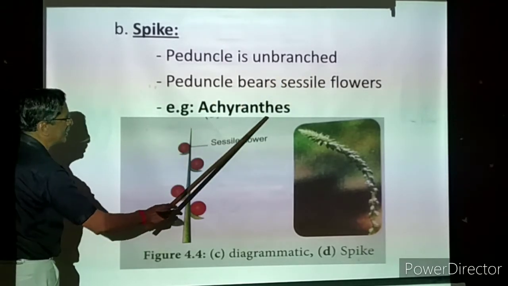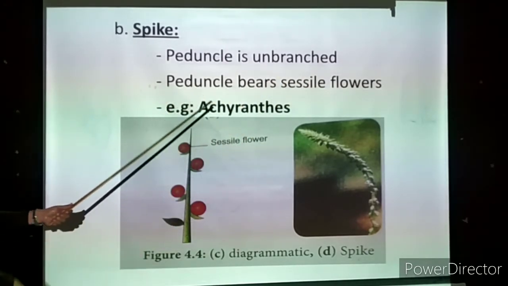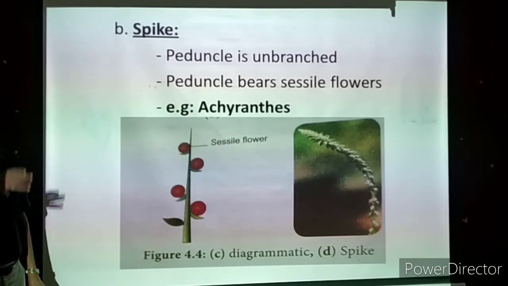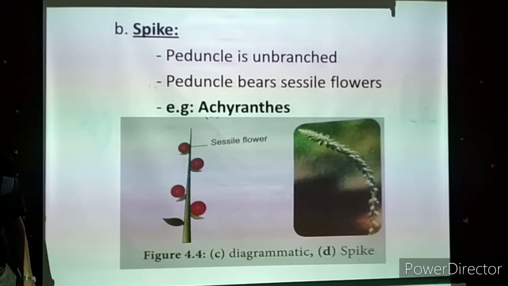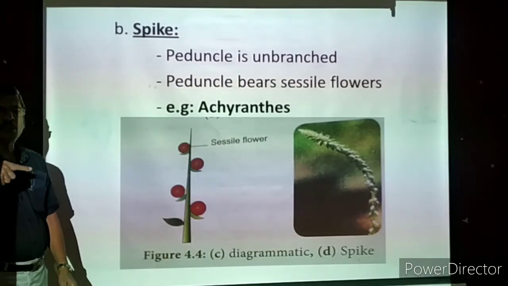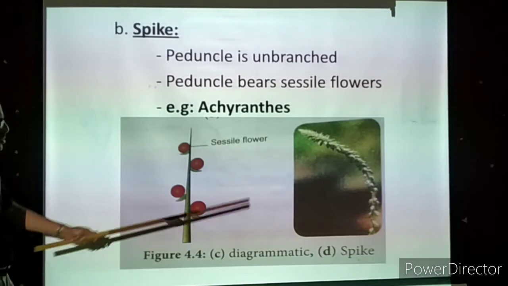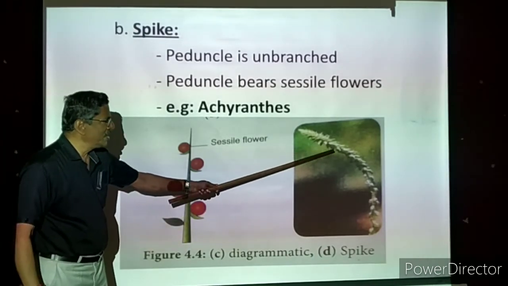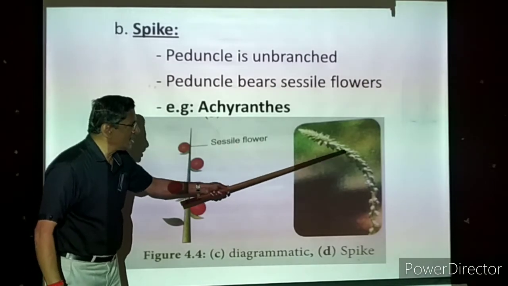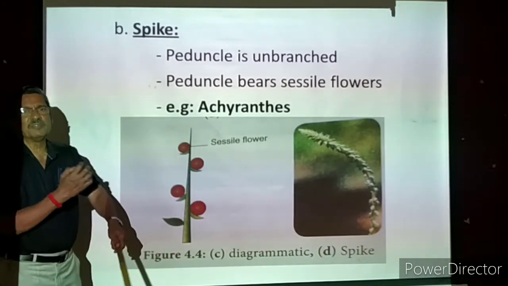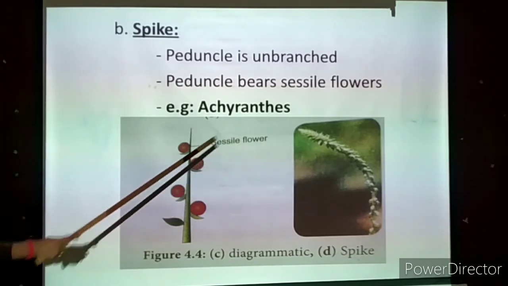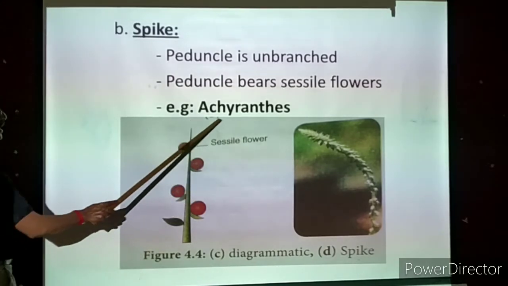Example, Achyranthes. This Achyranthes is a common plant normally present in the field near the fence, the outer boundaries of the field. A very short plant it is. One long stalk will be projecting out and small structures will be there. When we are walking across, these flowers may stick to the skin of cattle or the skin of our body when we are walking there. So that is called Achyranthes.